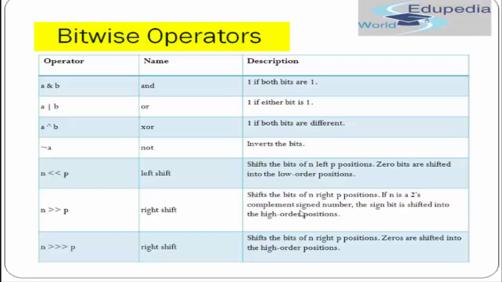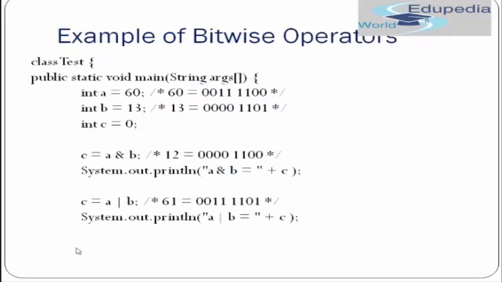Again, there is a right shift operator. The right shift can also be denoted using these three symbols. So what does that mean? It shifts the bits of n right by p positions. Zeros are shifted into the high order position. So if there's any 0, it is shifted into the high order position. Okay, so this is an example of a bitwise operator.